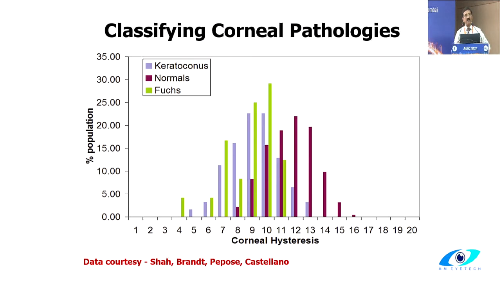So if one looks at thickness and one looks at, say, a normal population, which is there in brown, you can see their corneal hysteresis values. You see the keratoconus, they are all thin corneas. They are skewed to the left. So they have poor corneal hysteresis, but these are thin corneas. On the other hand, look at Fuchs dystrophies. Fuchs dystrophies are all thick corneas. They have 550, 600, 650 corneas, but they still have a low hysteresis.